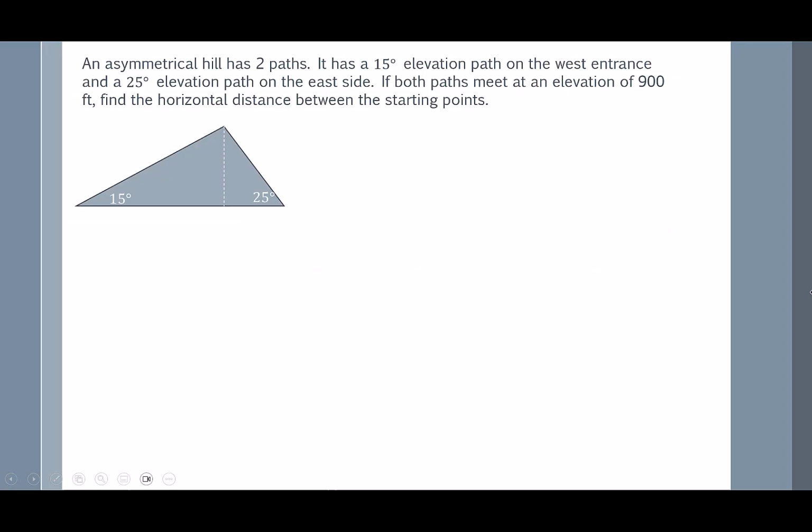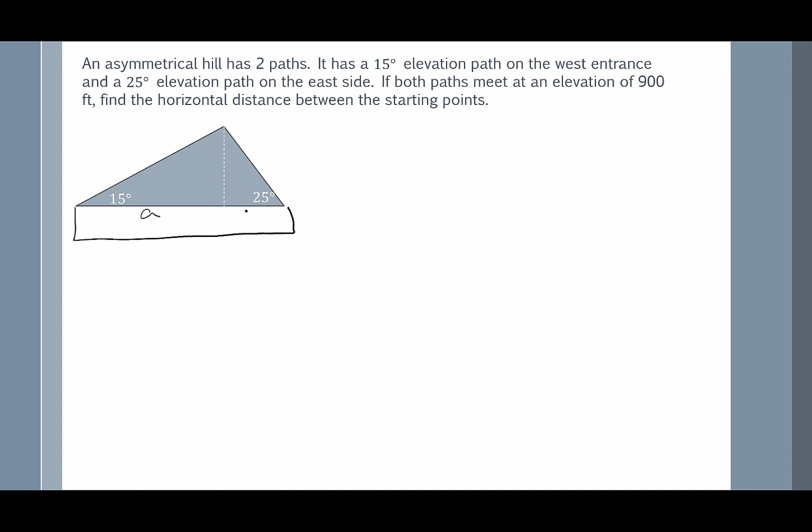Our last question says an asymmetrical hill has two paths. It has a 15-degree elevation path on the west entrance and a 25-degree elevation path on the east side. If both paths meet at an elevation of 900 feet, find the horizontal distance between the starting points. We want to find the overall distance from the left to the right.